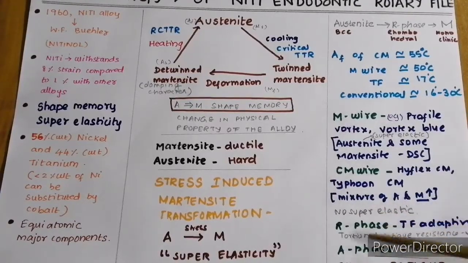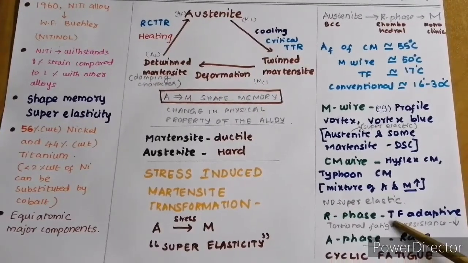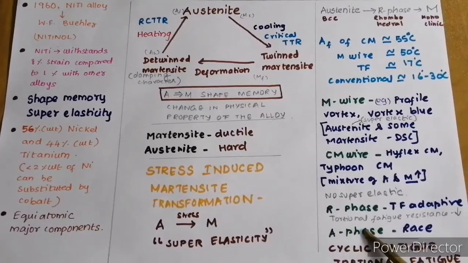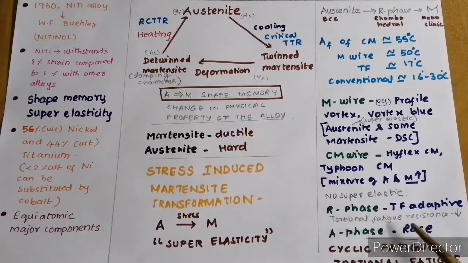The next is the R phase. R phase is the rhombohedral phase where the file can be twisted. The example of this phase is TF Adaptive. The important point here is many studies have stated that the torsional fatigue resistance of this R phase is actually less.